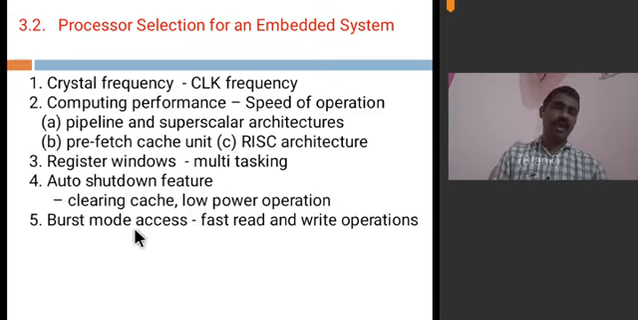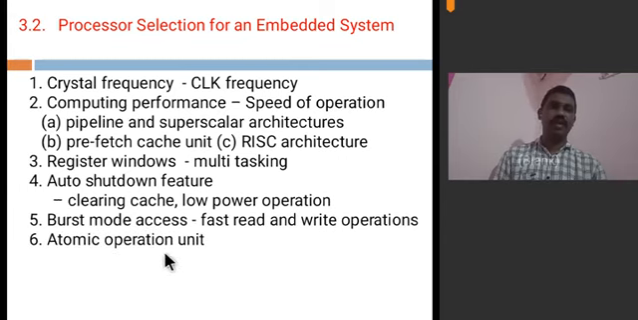Next, burst mode access. That means the reading and writing operations should be fast. That is called burst mode access. It should contain DMA operations, DMA control. A DMA interfacing facility should be there for that processor. You should select a processor which has DMA interface capability and which supports burst mode access. That means you can transfer a large amount of data at a time.